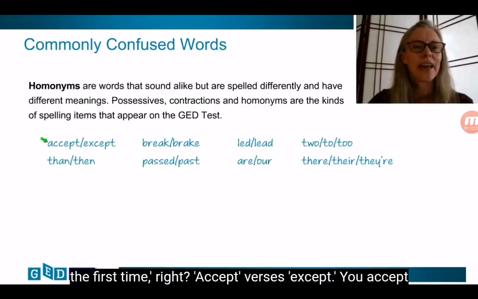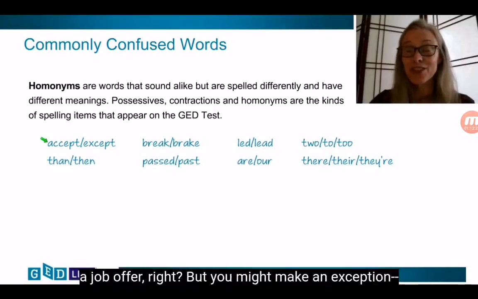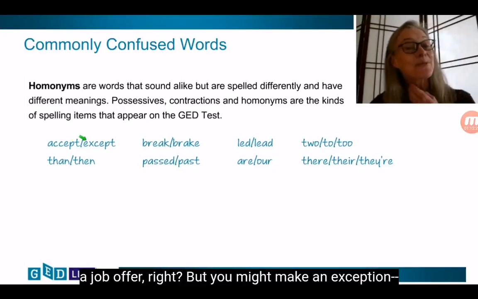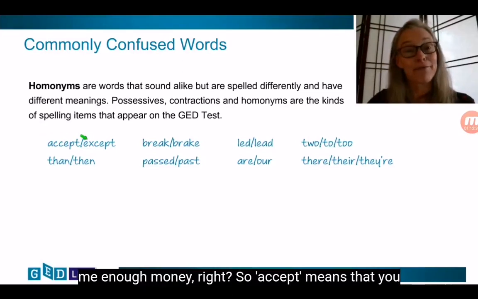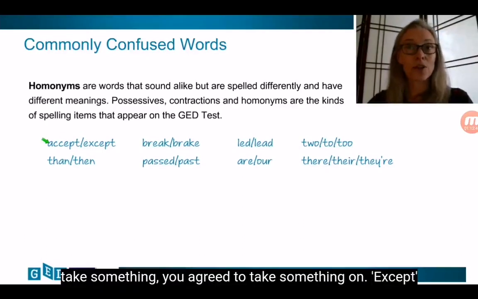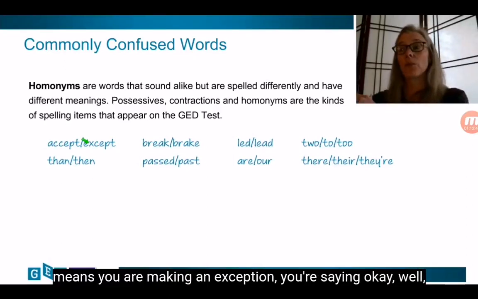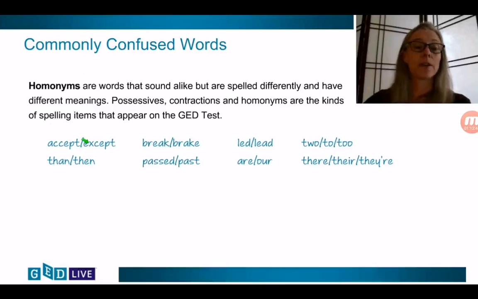Accept versus except. You accept a job offer, right? But you might make an exception, right? I will accept that job offer, except if they're not paying me enough money, right? So accept means that you take something, you agree to take something on. Except means you're making an exception. You're saying, okay, well, under these circumstances, that's not going to happen.